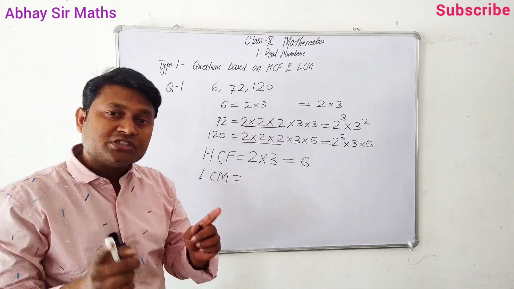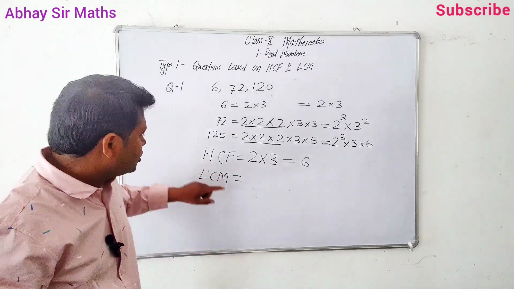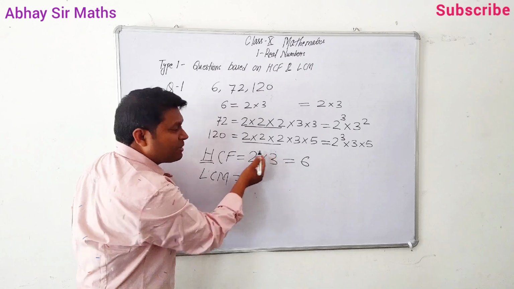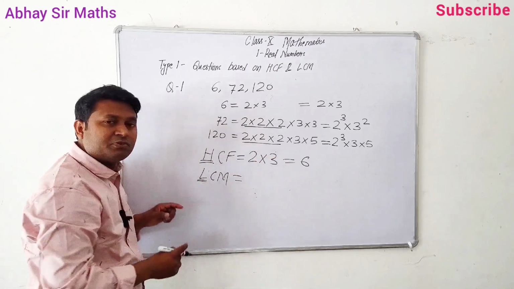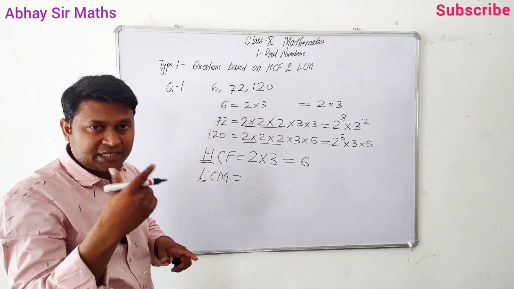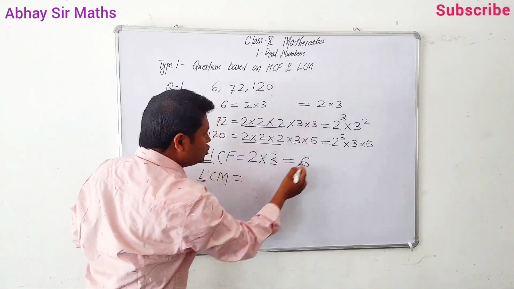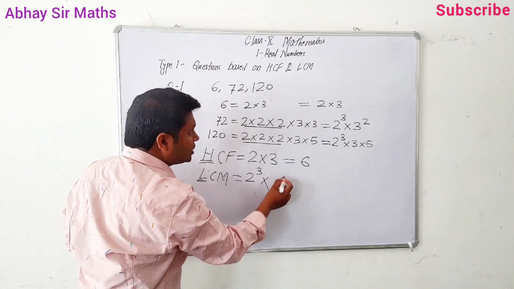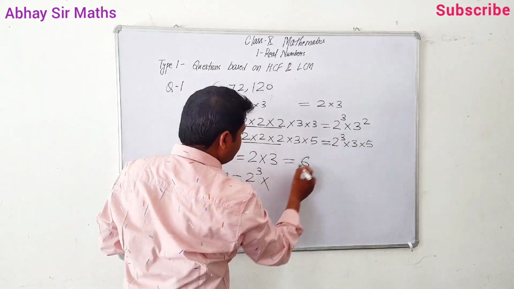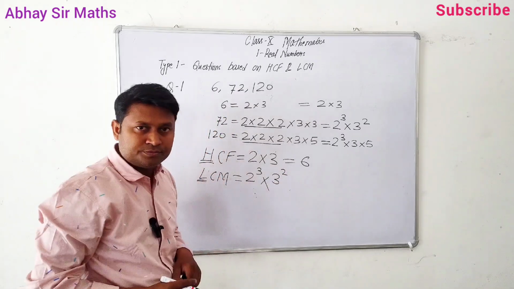Now LCM is just opposite of HCF. See, H stands for highest, then we are selecting lowest powers. Now L stands for lowest, and we will select the highest power here. So the highest power in 2 is cube. Highest power was 3, so 2 to the power 3. Now in 3, we have highest power as 2.